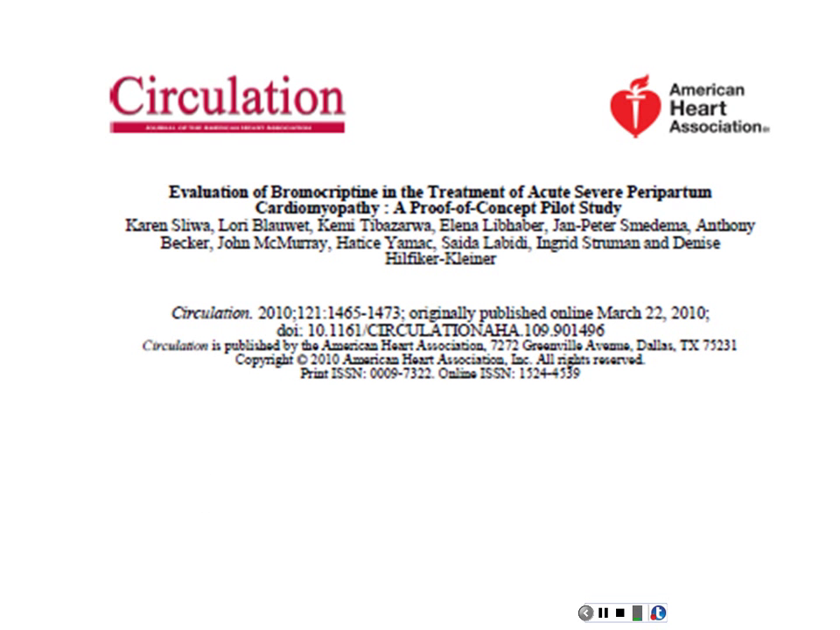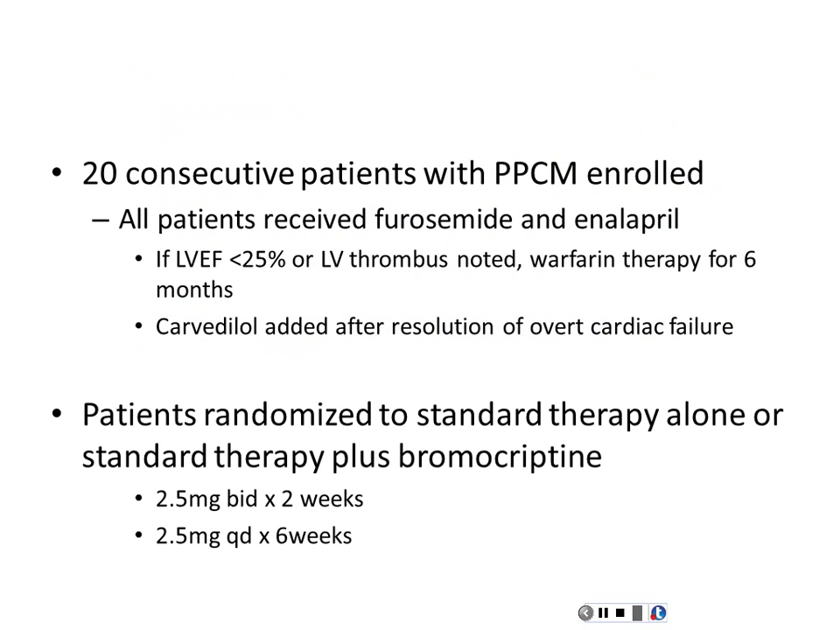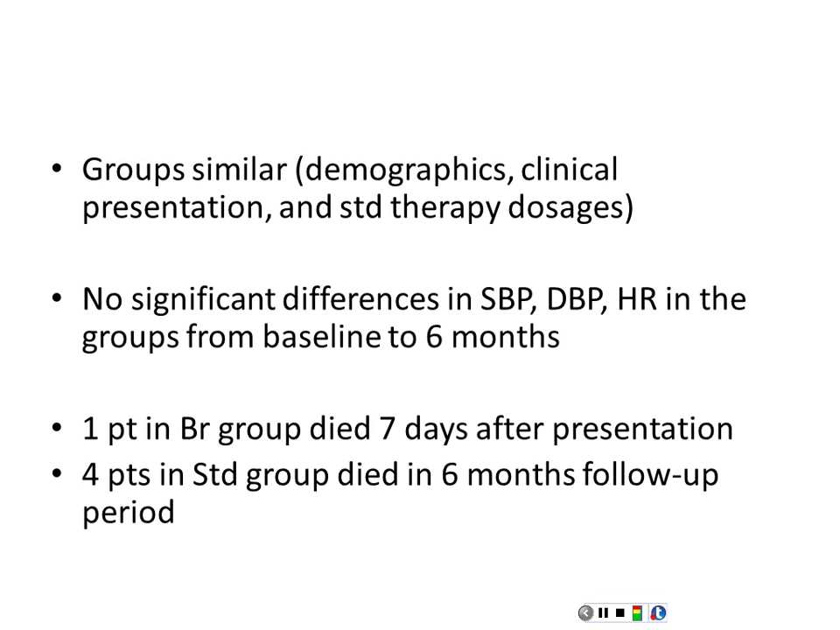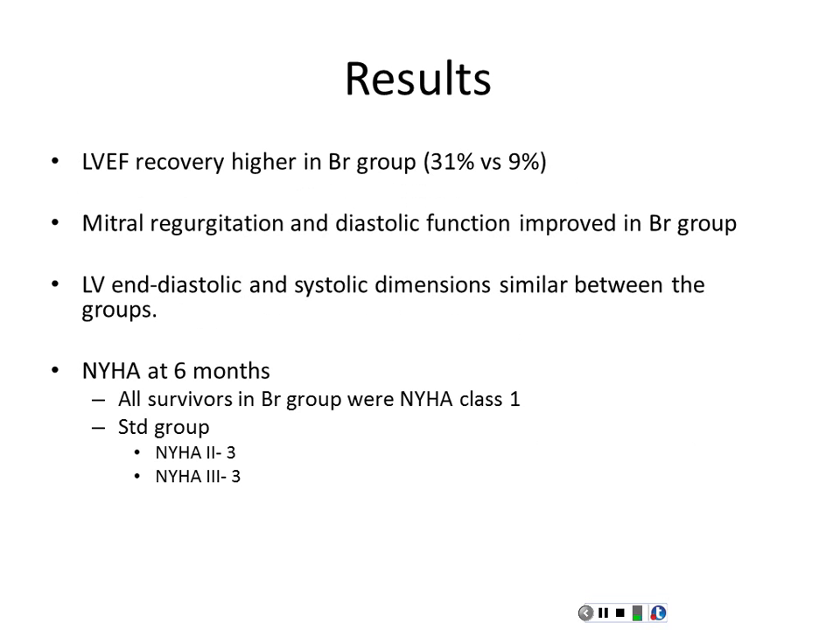And this was an initial paper that was published in Circulation, where they enrolled 20 patients with peripartum cardiomyopathy. They all received furosemide and enalapril, and they either received this therapy or they added on bromocriptine. The groups were similar in terms of their demographics, and one patient from the bromocriptine group died 7 days after presentation, and 4 patients in the control group died within the 6 months of follow-up. The left ventricular ejection fraction was higher in the bromocriptine group, and the survivors in the bromocriptine group were NYHA class 1.